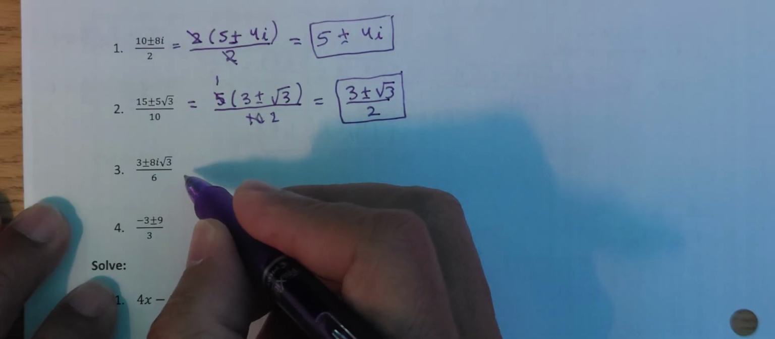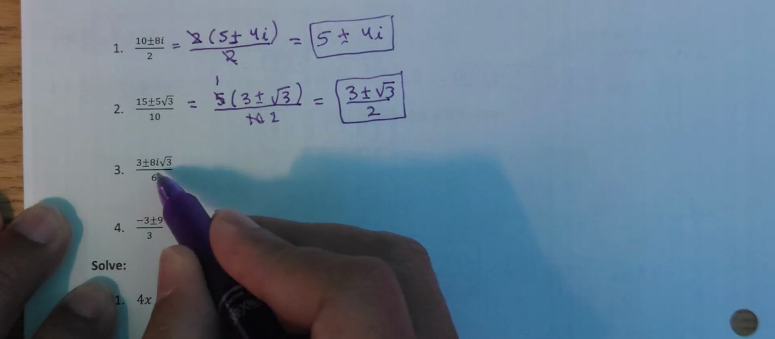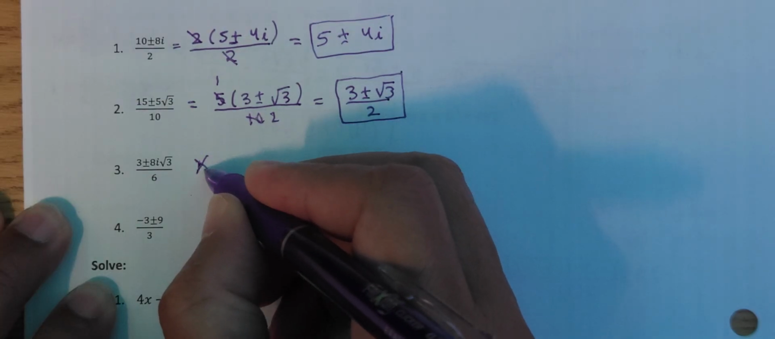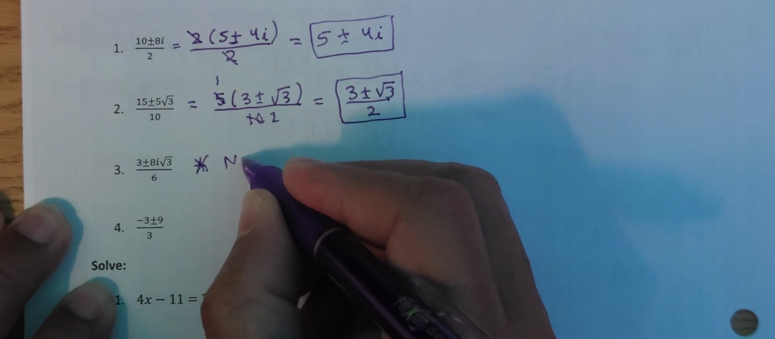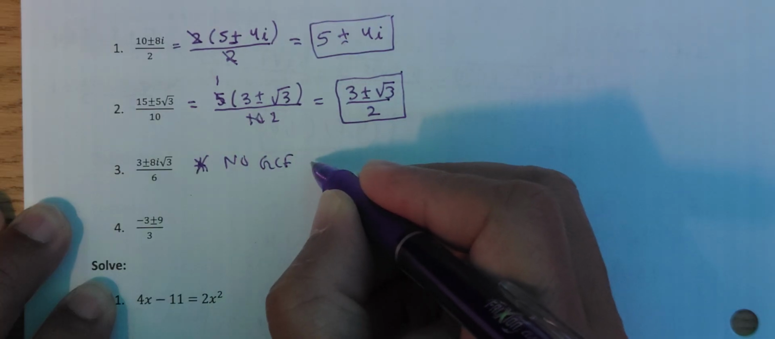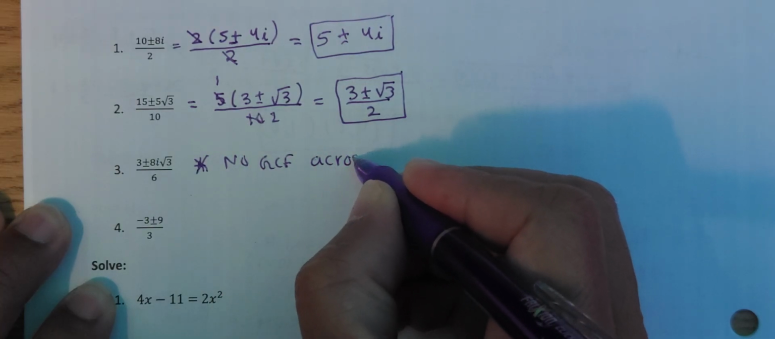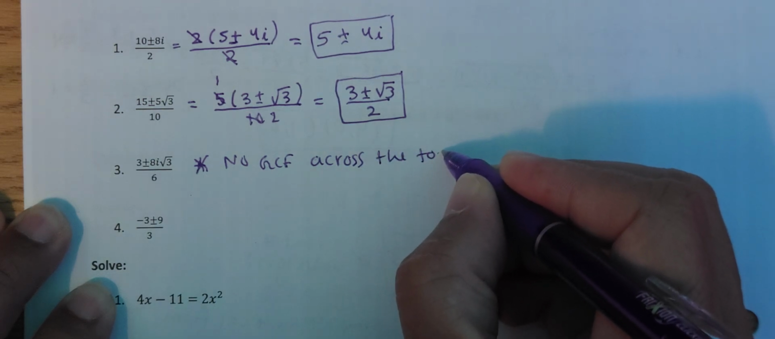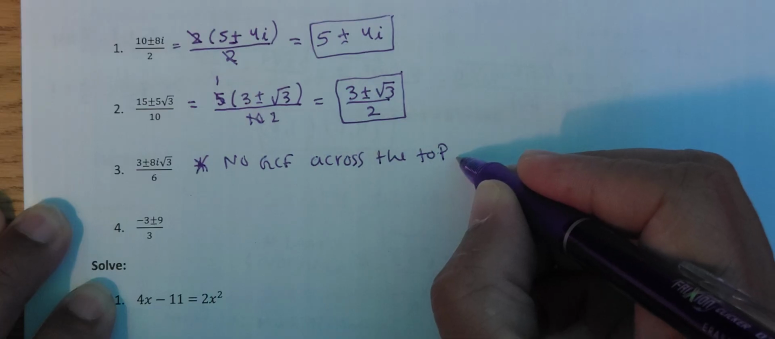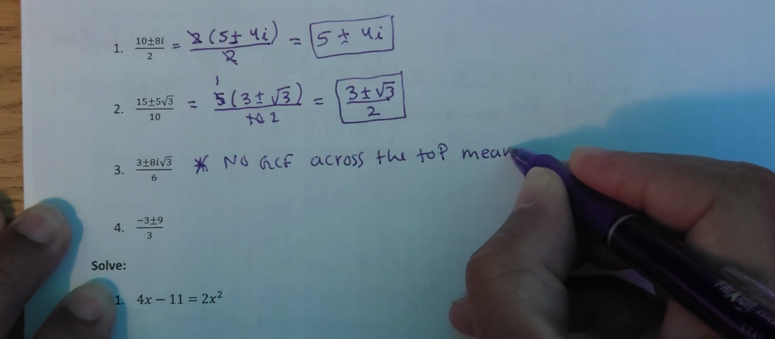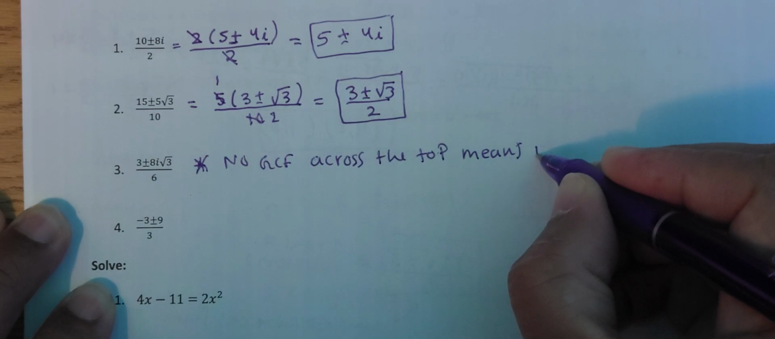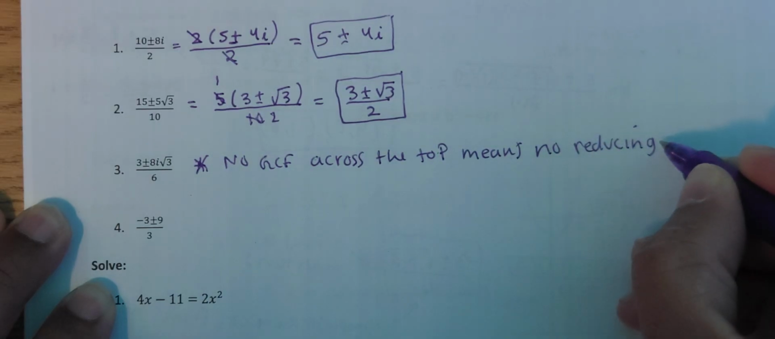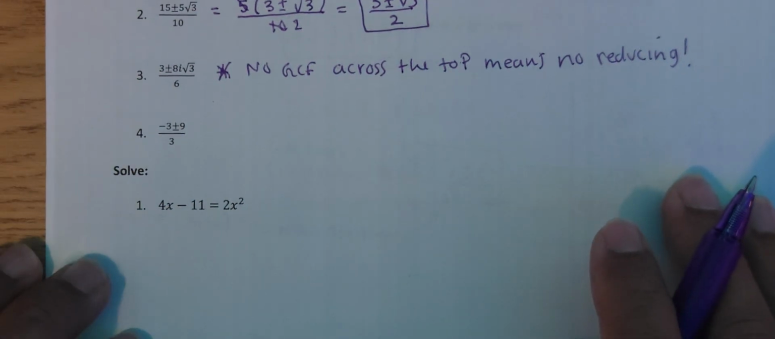Next example. In this case, as you can see, there is no GCF. Okay? So since there is no GCF, we say the following. I'm going to just write this note: no GCF across the top means no reducing, so we can't reduce this one. So there are some that you'll be able to reduce, and there are some that you will not be able to reduce.